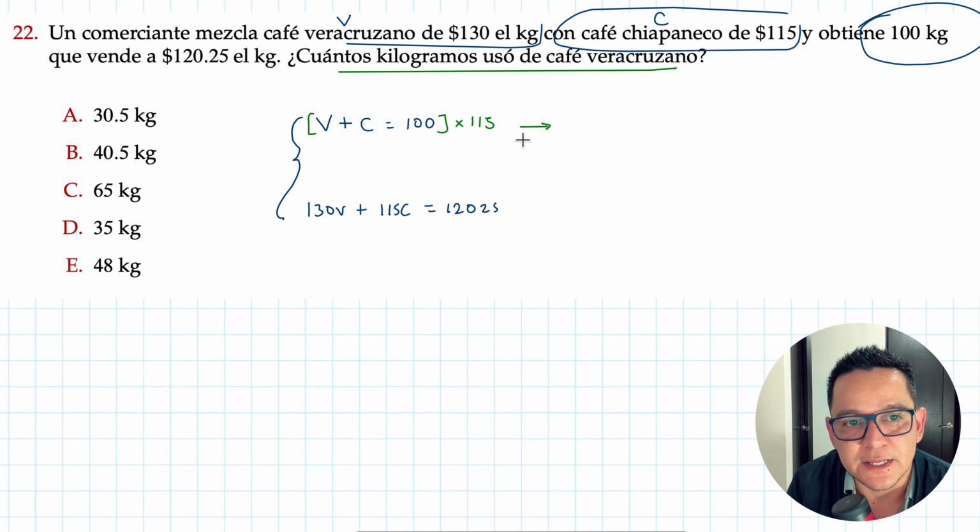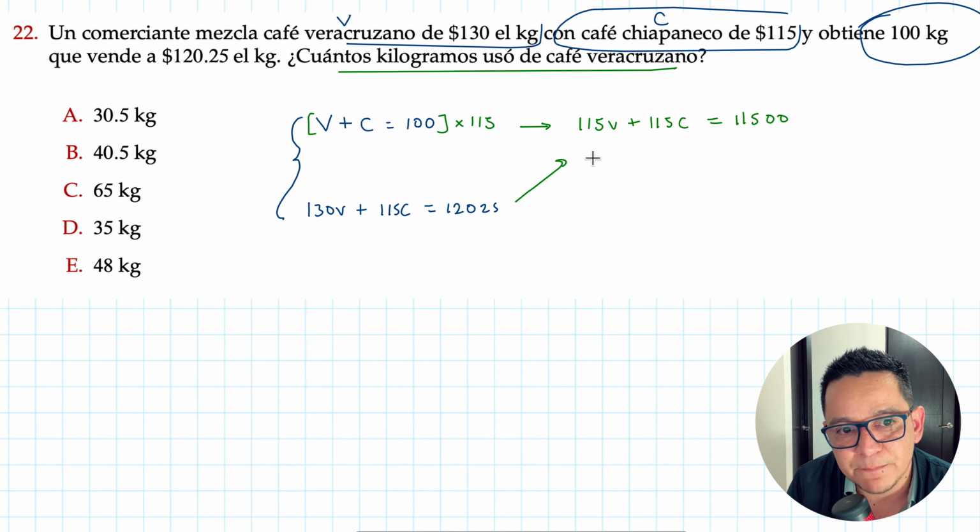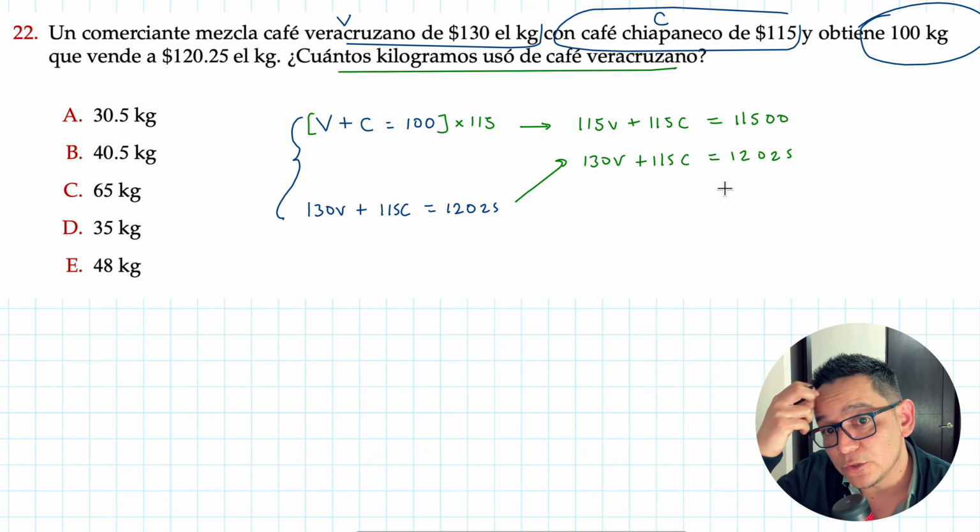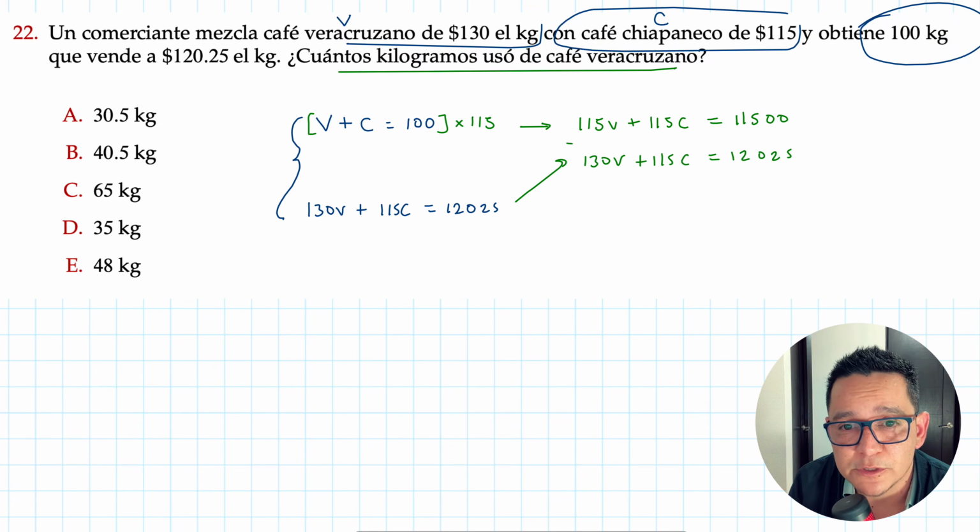So here I would get 115 times V is 115V, plus 115 times C is 115C. This equals 115 times 100, so I write 115 and add 2 zeros. The second equation, let me move it up a little. Over here it was 130V plus 115C equals. Minus, the next equation was negative, and that takes it over there. Perfect.